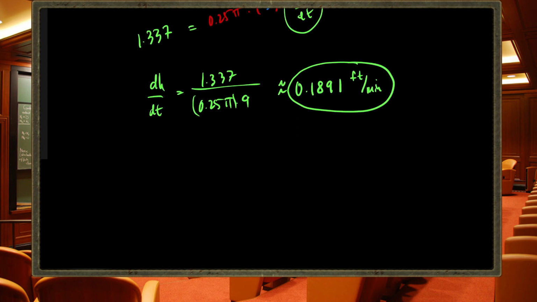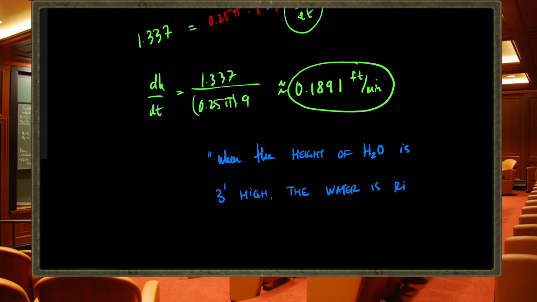And so what does this tell us? This tells us that when the height of the water in the tank is 3 feet high, the water is rising 0.1891 feet per minute. Is that constant?